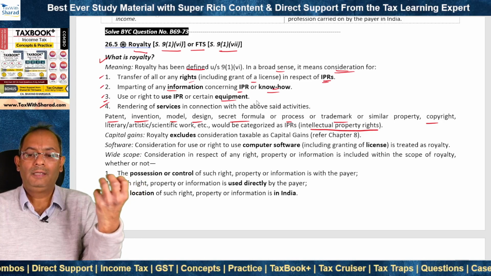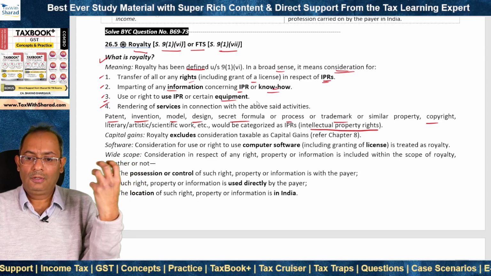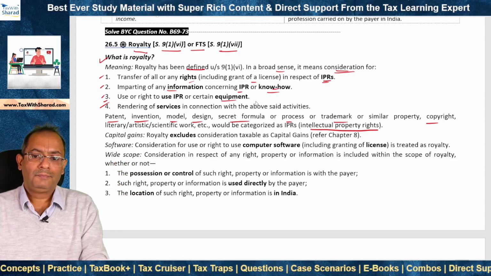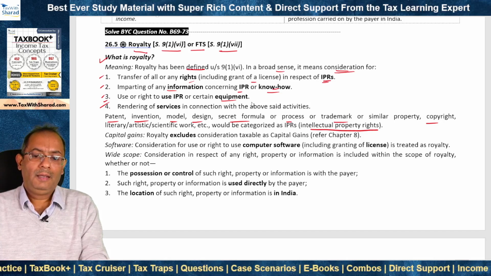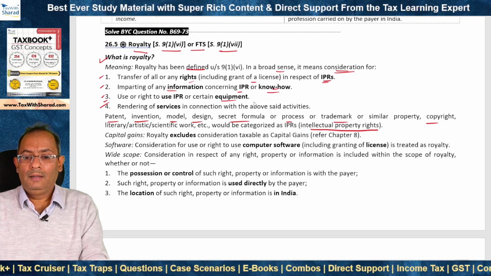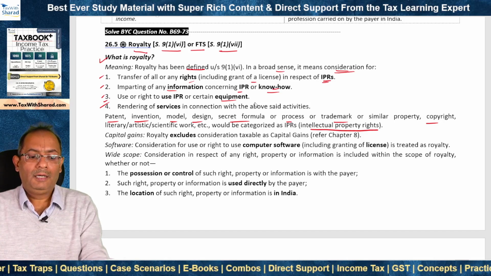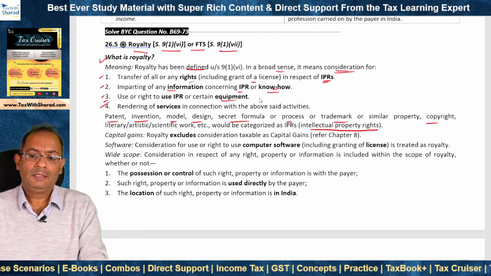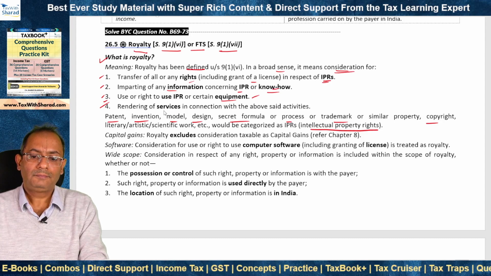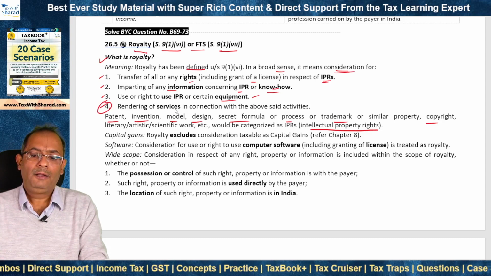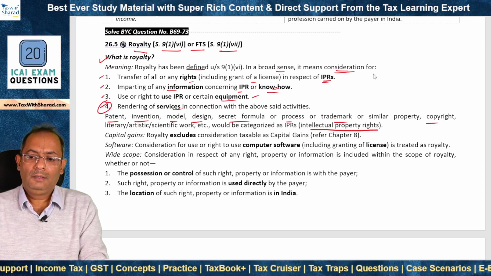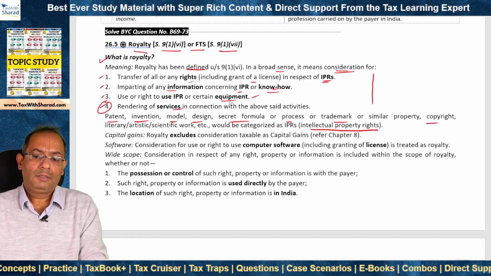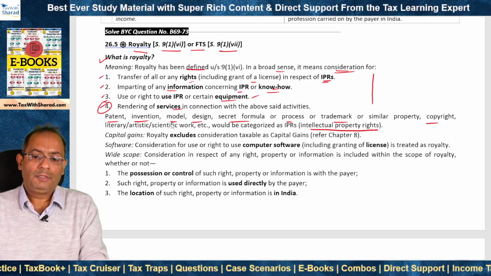So for example, if there is a complex or a heavy, for example, a robotic equipment, right, which is owned by a person, and he allows some other person to use that equipment for a charge, so that consideration will be classified as royalty. And lastly, rendering of services in connection with the above said activities. So this in brief, in broad sense, is the scope of the term royalty.